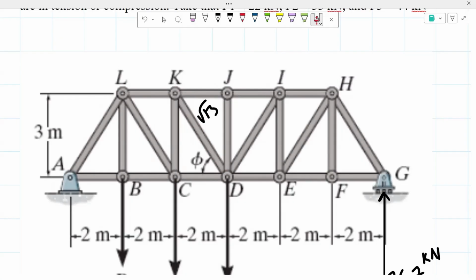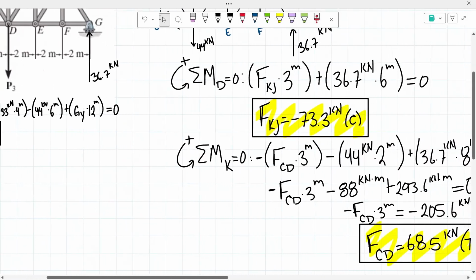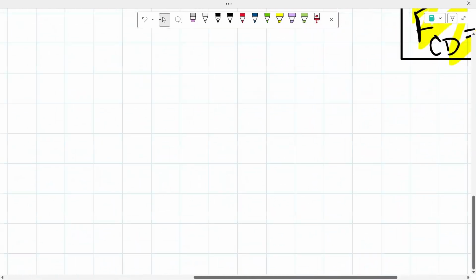Now, if you are taking the sum of the forces in the x direction, so you're trying to find that horizontal component of it, you would be multiplying your force by 2 over the square root of 13, since you want to find that horizontal component. So that's what I'm going to be doing.